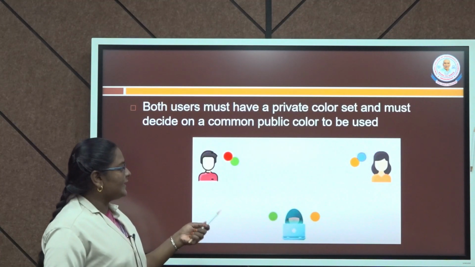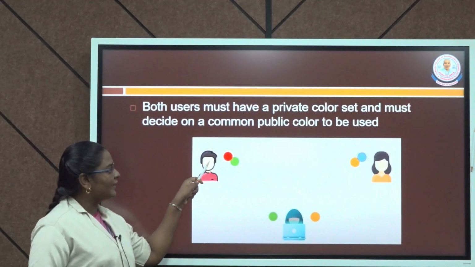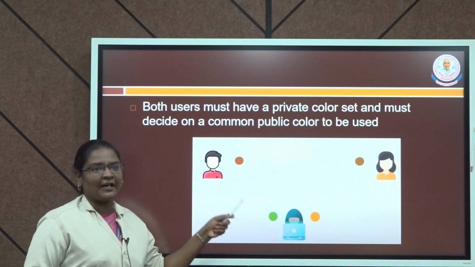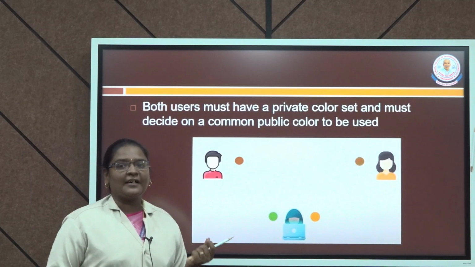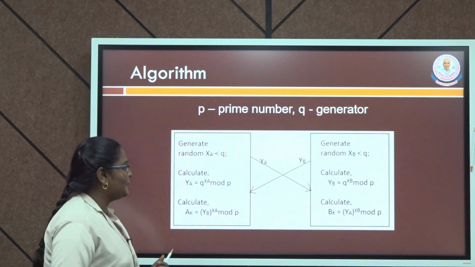After the exchanging, they are using their unique color set, red and blue. They mix the color set, and finally they are getting the same color set. So that is the working principle behind the Diffie Hellman key exchange algorithm.